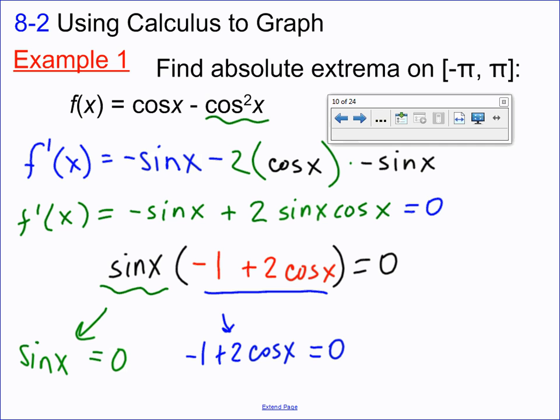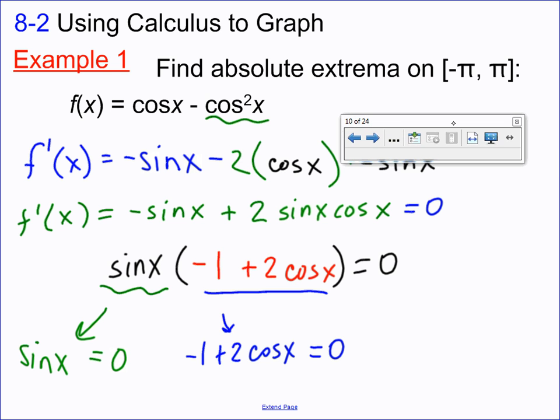Does sine of x ever equal 0 on the specified interval negative pi to pi? Well, let's get the unit circle now. So negative pi is here. Spin around to positive pi. Was sine of x ever equal to 0? Yes, sine of x is equal to 0 at my endpoints, right? At my endpoints and at x equals 0 and at pi again.